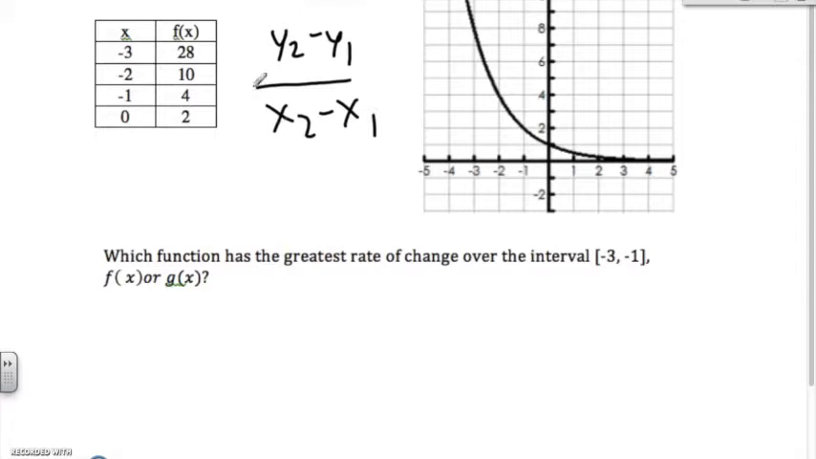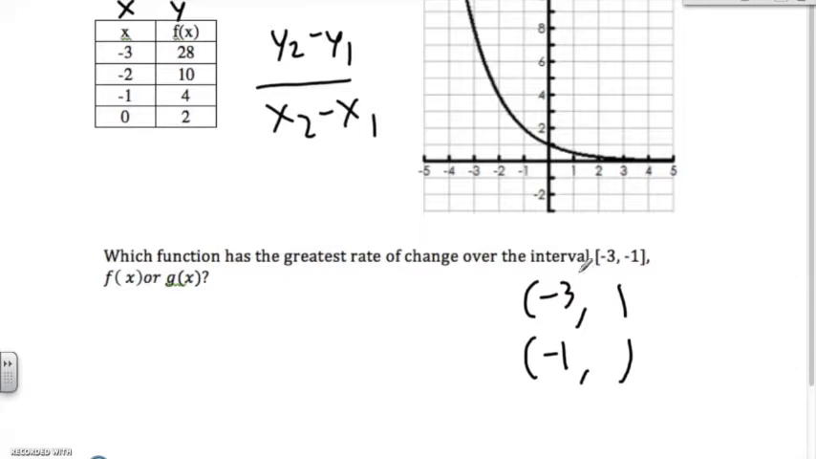Now we need ordered pairs to plug into this. From the table, it's easy. We get our x values from here and our y values from here, and we can pick any pair to make our ordered pairs. With the graph, it's just a little bit trickier. We are given the interval -3, -1. What those are actually going to be are x values. So we need to find the y values that go with those.